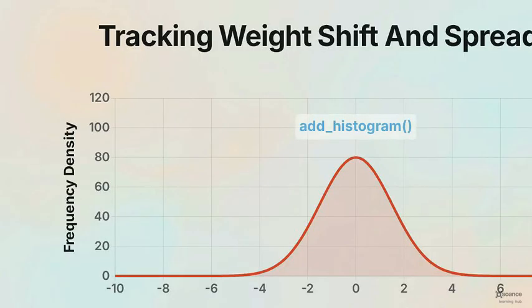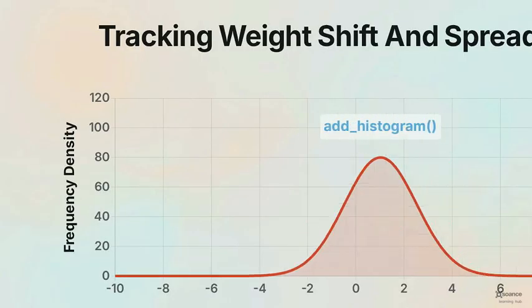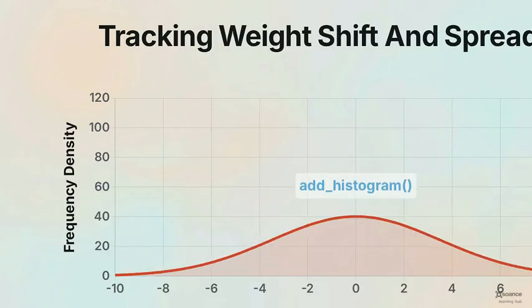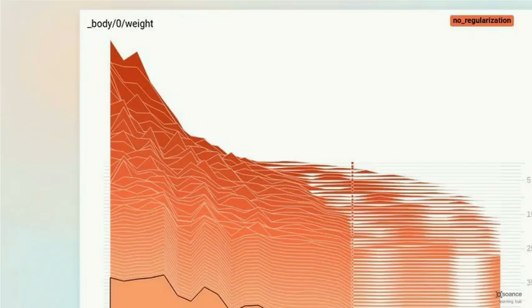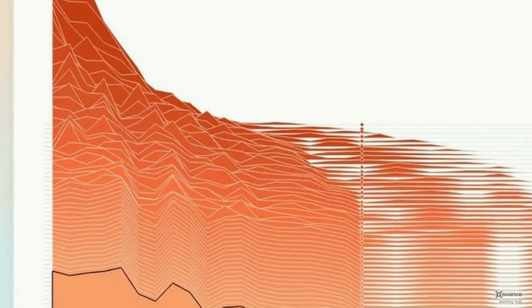Next, we use the add_histogram method. This tracks how model parameters and weights shift and spread out across different epochs. This histogram shows the weight distribution of a standard, unregularized model. You can clearly see a wide, jagged spread of values pushing far outward.